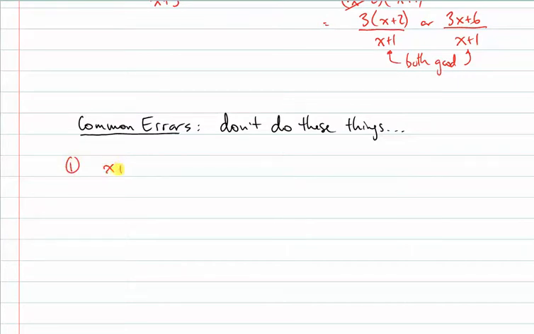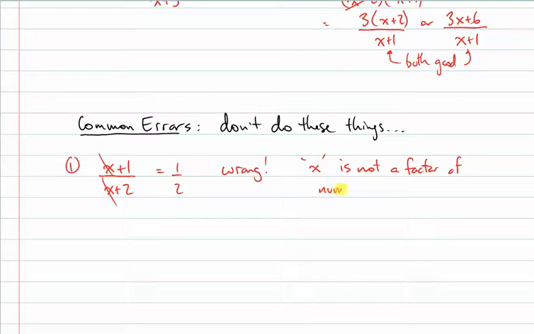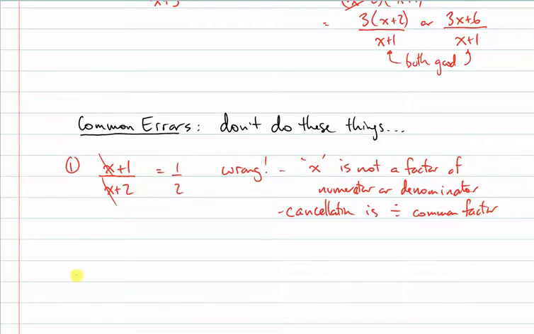Here is one common type of error. Presented with the function x plus 1 over x plus 2, people see the x and cancel it and say that this equals 1/2. This is wrong. The reason this is wrong is that the x is not a factor of the numerator or the denominator. It's being added. And this removal, this cancellation, is a division operation. It's dividing out a common factor. And so if it is not a factor that's in common, you can't do this.